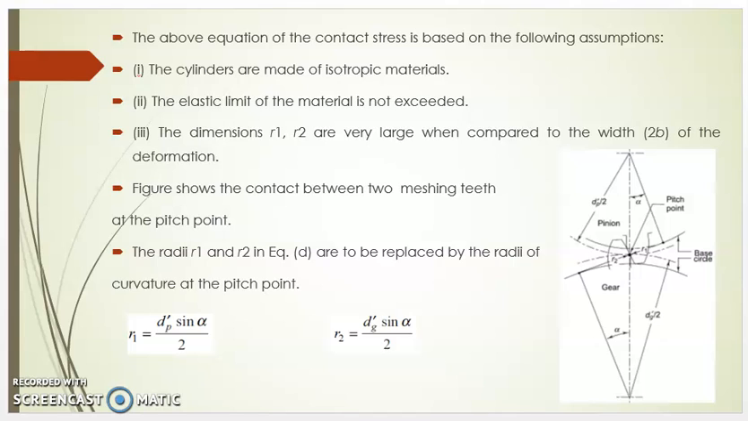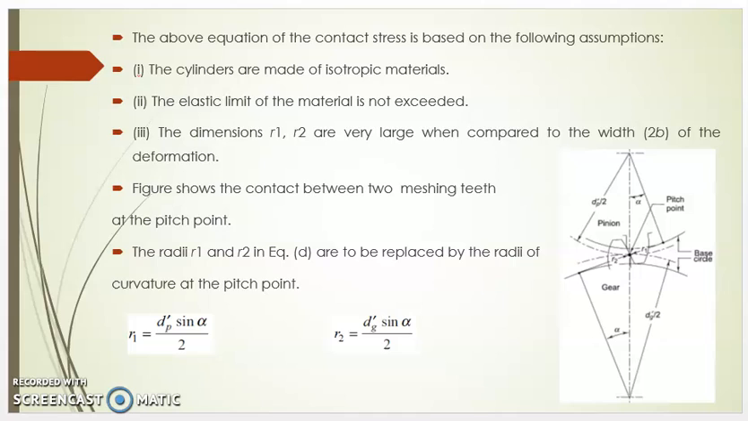Figure shows the contact between the two meshing teeth at the pitch point. This is the figure. This is the pinion, this is the gear, this is the pitch point P. The radii R1 and R2 in equation D are to be replaced by the radii of curvature at the pitch point. Therefore, this is R1 and this is R2.